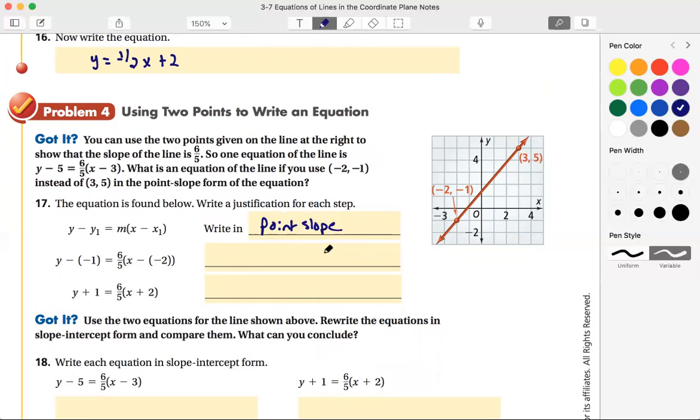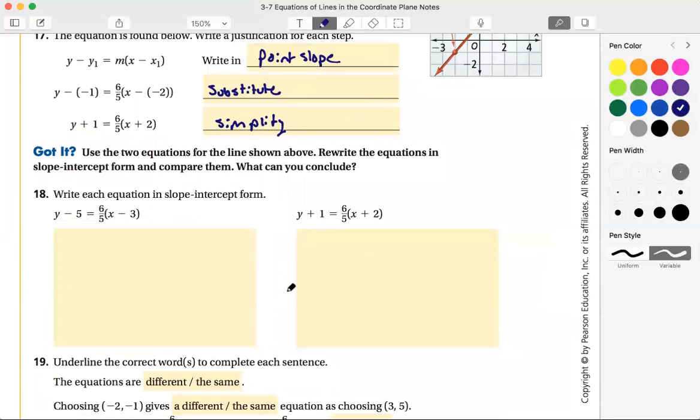Okay. I'm going to substitute in the slope. So it's rise 6 over run 5, 6/5. And I plugged in the point (-2, -1). All right. So this is called substitution. And then I simplify my work, and I get the exact same equation out. Or it will be the same. Okay?